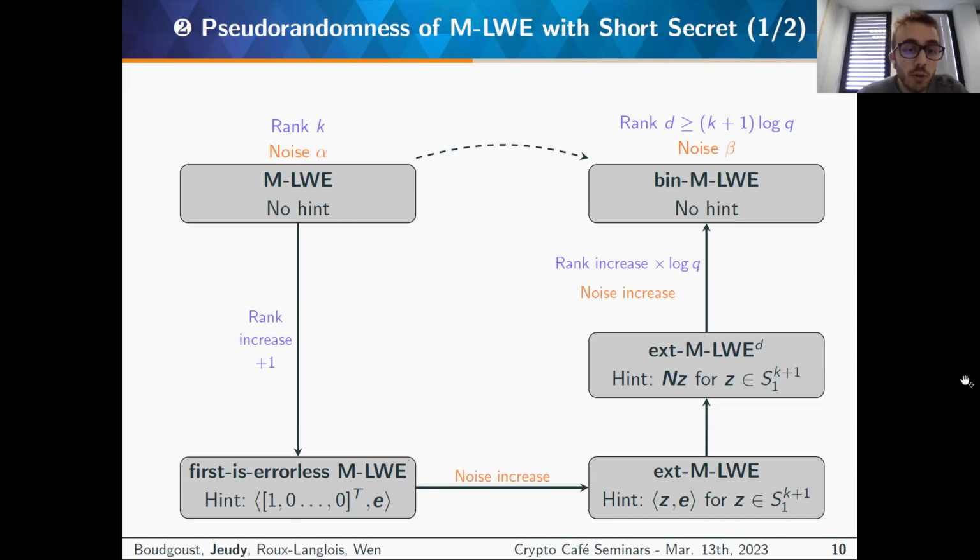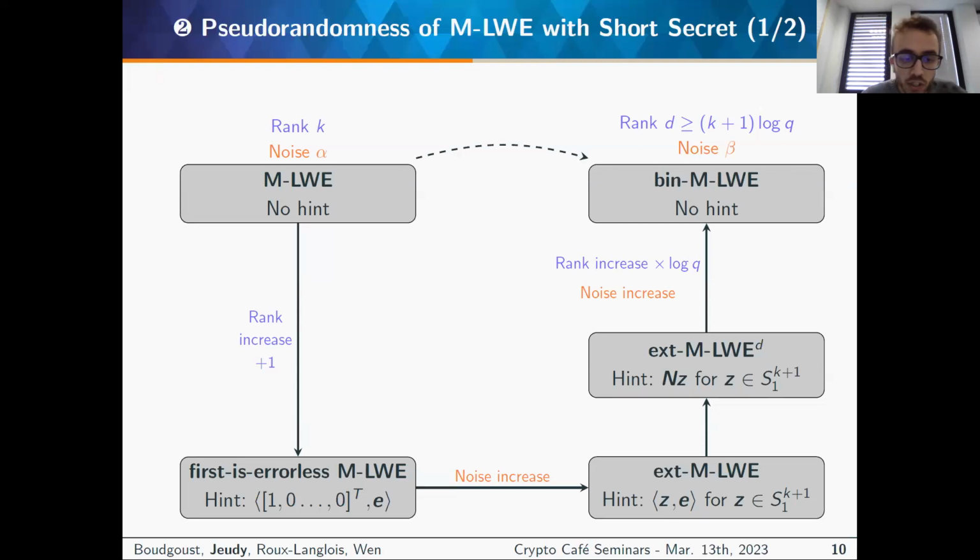So I start with M-LWE, and I'm going to start giving some more hints to the adversary and see what I can adjust in the parameters to keep a hard problem. The first step is to just give, in addition to A and AS plus E, the first coefficient of the error. So I end up with a problem called first-is-errorless M-LWE. It should be easier, but if I increase the rank by just 1, then this is actually slightly harder than M-LWE itself.